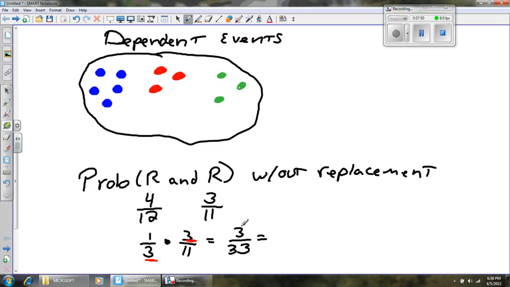But since I didn't see it, I'm going to divide 3 by 3 and get 1. I'm going to divide 33 by 3 and get 11. And it's going to turn into 1/11th. And notice if I would have canceled out this 3 with that 3, I'd get 1/11. So those are dependent events. And yet I'm still multiplying.